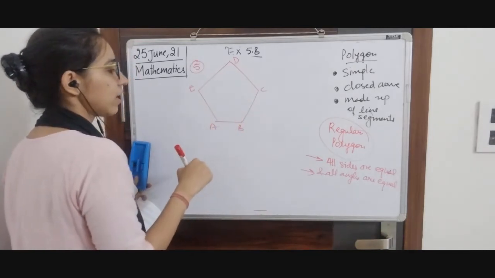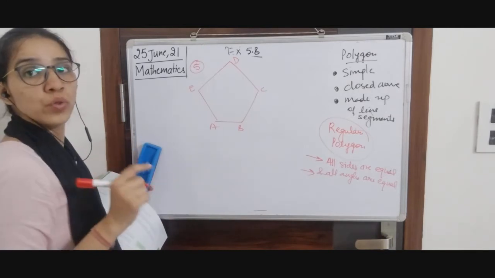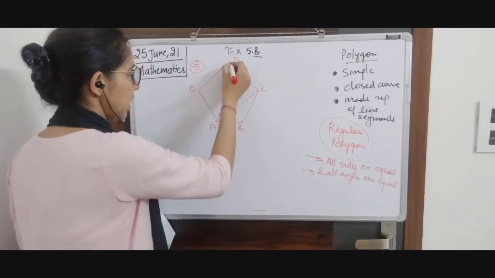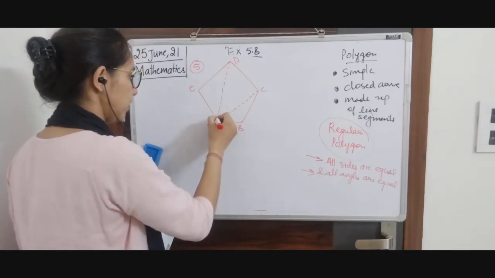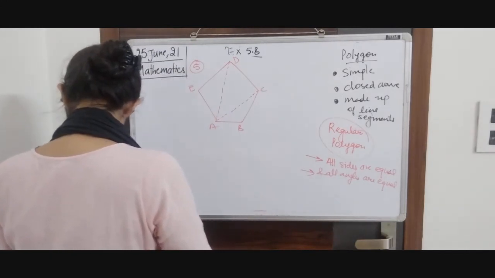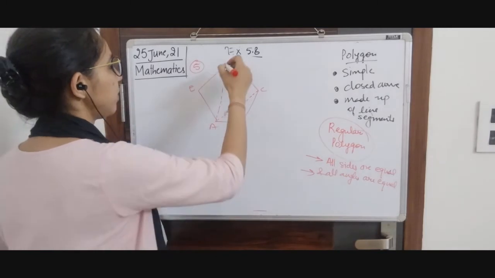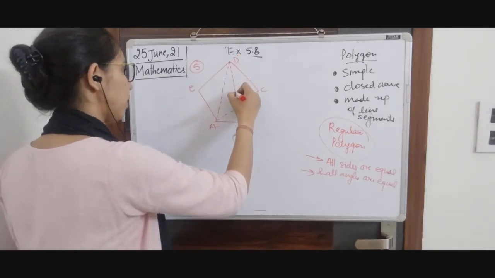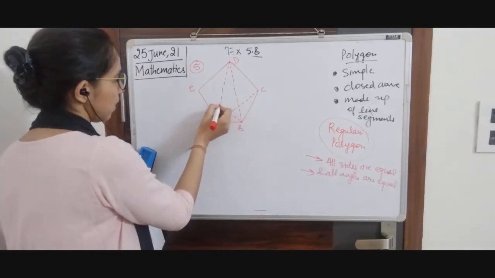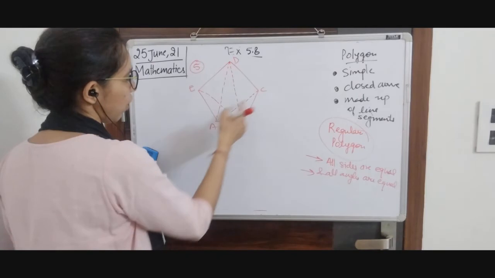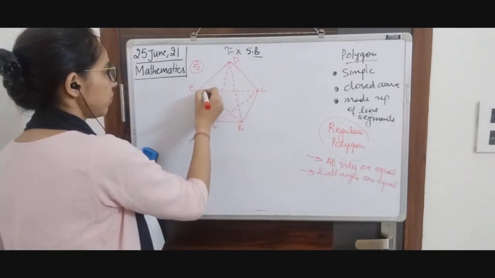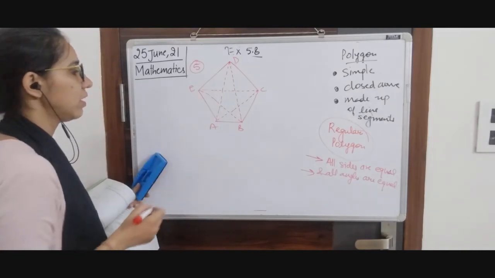Now diagonals are the line segments joining non-adjacent vertices. So I have to draw A and C, I have to join D and A. So I have to draw each diagonal. So diagonals from B are going to be BD and BE. From C it is CA and CE. From D I have drawn, from E I have drawn. So these are the diagonals.